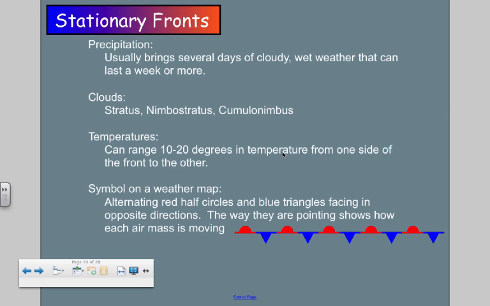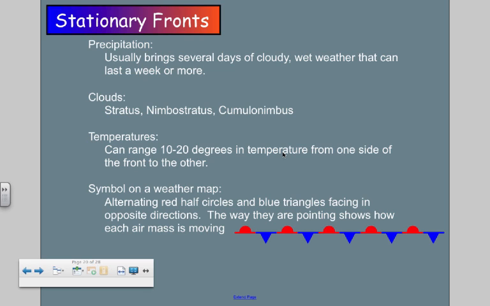Now because a stationary front is made up of a cold air mass and a warm air mass pushing against each other, we can see a stationary front stay in a particular area for many days, up to a week or more. Now this usually brings several days of cloudy, wet weather, and it can last a week or more.